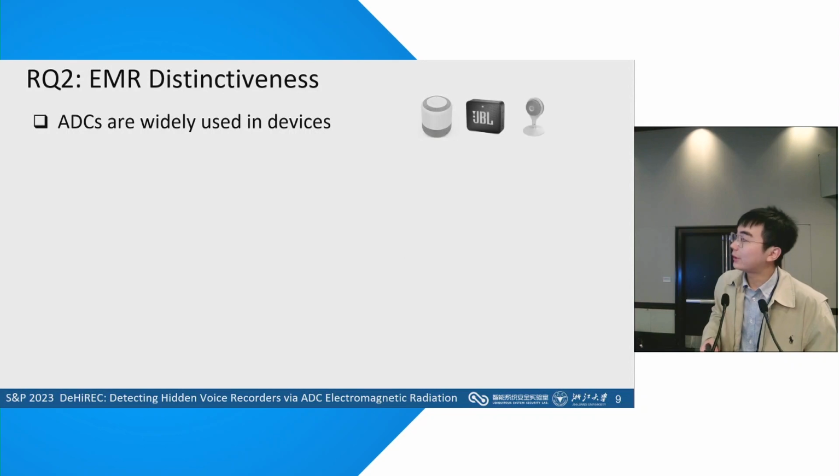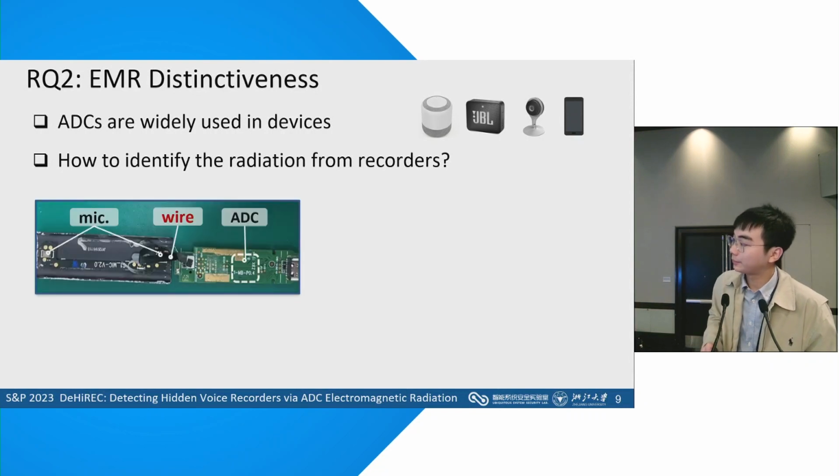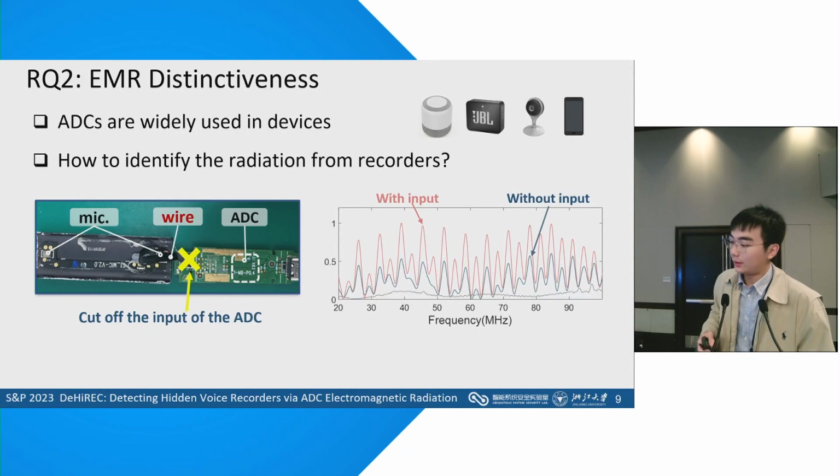As we said before, ADCs are widely used in other devices, so how do we identify the radiation from recorders? We try to find a way to change the radiation actively. We first manually cut off the input of the ADC during the recording process, which is the connection between the microphone and the ADC, shown in the picture, and we get the result on the right. We found that when the input of the ADC is lost, the strength of radiation drops greatly, which means that the strength of radiation is determined by the ADC's input.